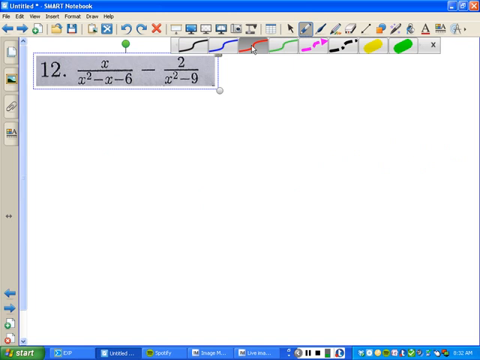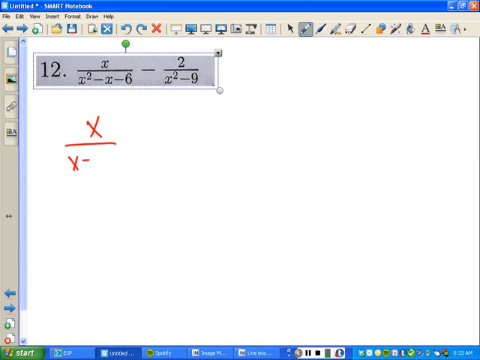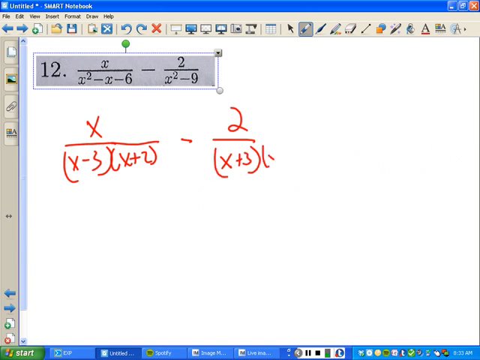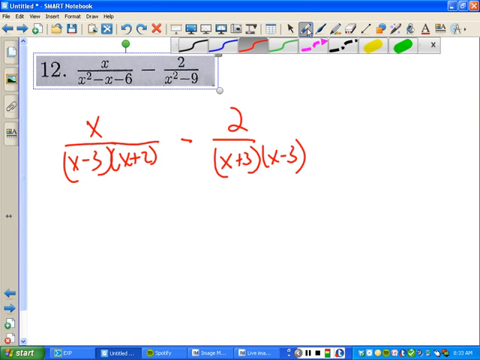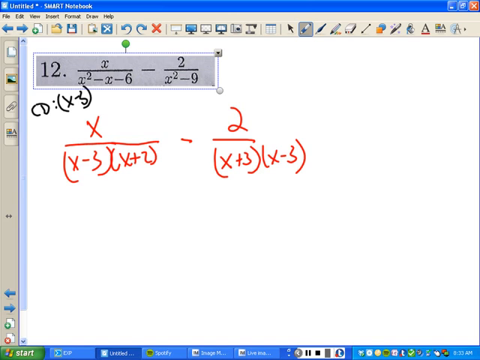Here, we're going to factor x minus 3, x plus 2. So we got x over x minus 3, x plus 2, minus 2 over x plus 3, x minus 3. Now, one of the things I see here that people do is they find the common denominator, x minus 3, x plus 2, x minus 3, or x plus 3, and then they multiply through and they cancel all the fractions. You can't do that because there's no equal to.